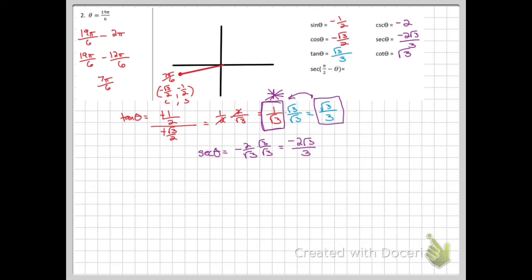Can you figure out what secant of pi over 2 minus theta is? Complementary co-function. Secant does not have a co in front of it, so that must be the same thing as cosecant of regular theta. Cosecant of regular theta was answered up above. The answer is negative 2.